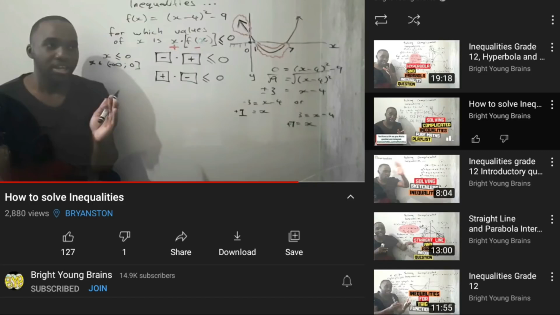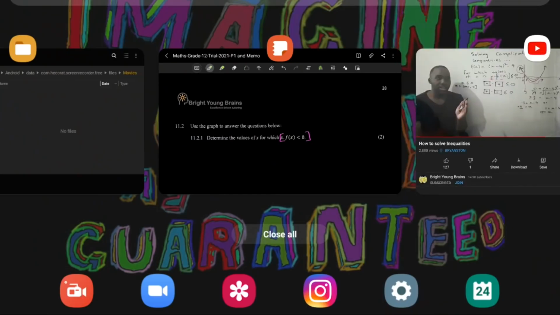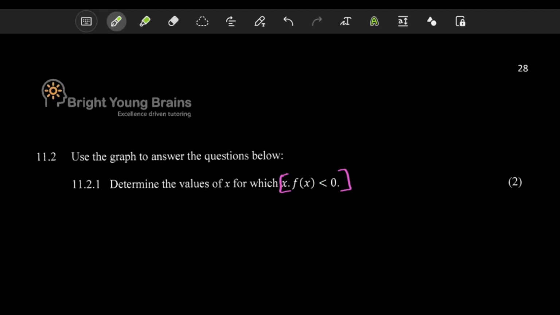You see this kind of question here, you can see it's exactly like what you have. There's x here, there's something multiplied by f of x. So that's how you're going to answer this question. This is what they mean. They're just saying what will cause this expression to be smaller than 0.